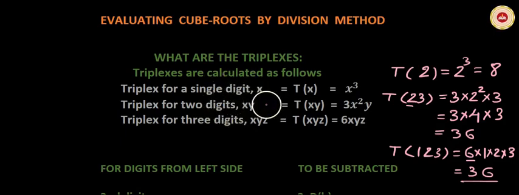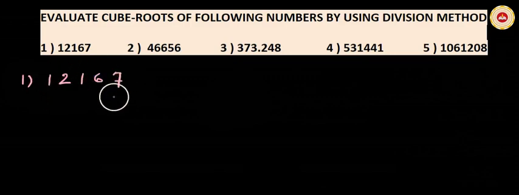Let us evaluate cube roots of these 5 numbers. Evaluate cube roots of the following numbers by using the division method. So the first example is 12,167. Let us find the cube root of this given number by using the division method.